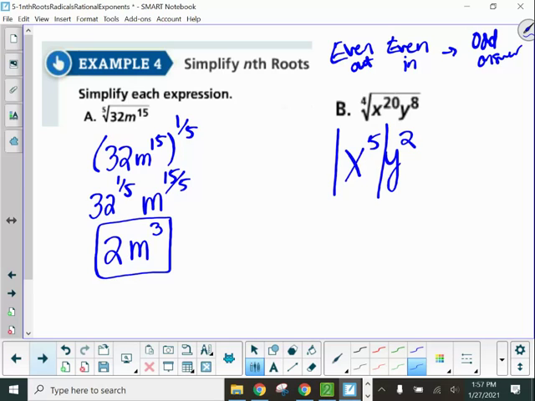So even index outside, that's the 4. Even index inside, that would be the 20. And an odd answer, that's the 5. That's when you need the absolute value. We didn't need to worry about it for part A because I was taking a 5th root. So because I was taking a 5th root and that was an odd exponent or an odd index, I didn't need to worry about it.